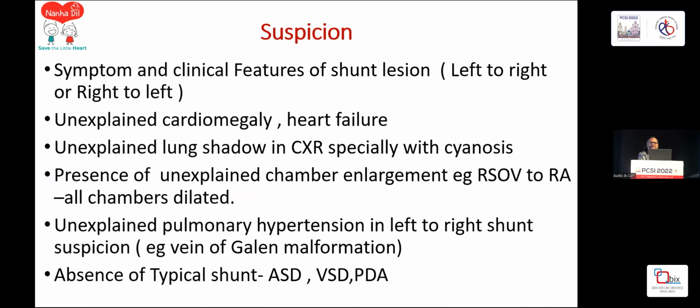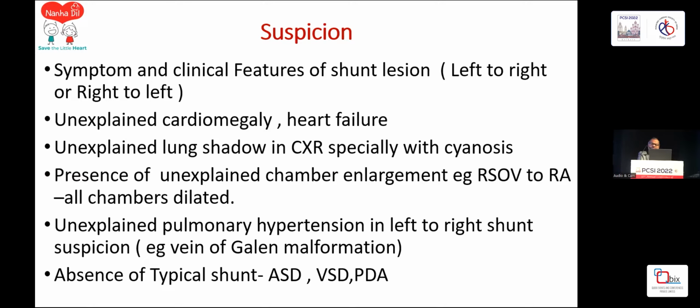So the most important thing in this category of atypical shunt is suspicion of that shunt. The patient will present with either a left to right or right to left shunt. The symptoms and clinical features of the shunt lesion, if present, along with unexplained cardiomegaly, heart failure, unexplained lung shadow in the X-ray, especially with cyanosis, and the presence of unexplained chamber enlargement, like all chambers getting enlarged, the possibility of RSOV to RA is prominent.